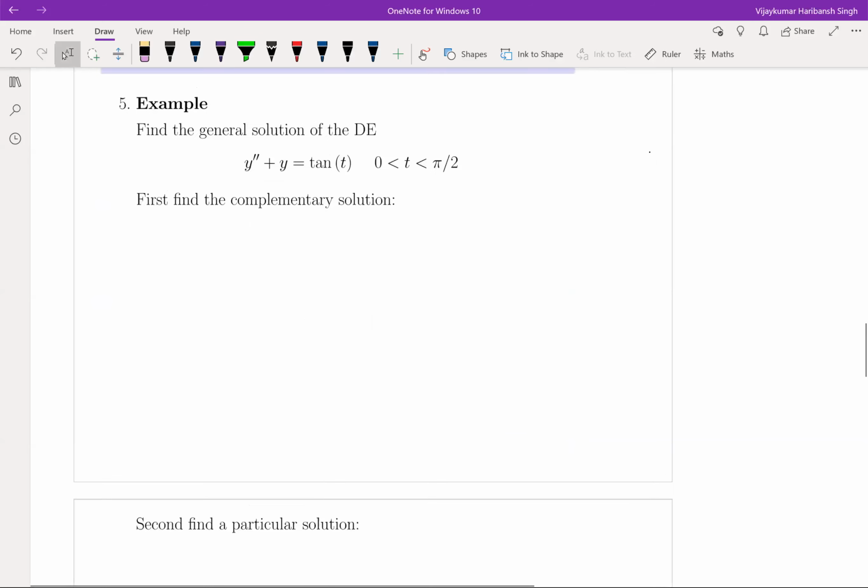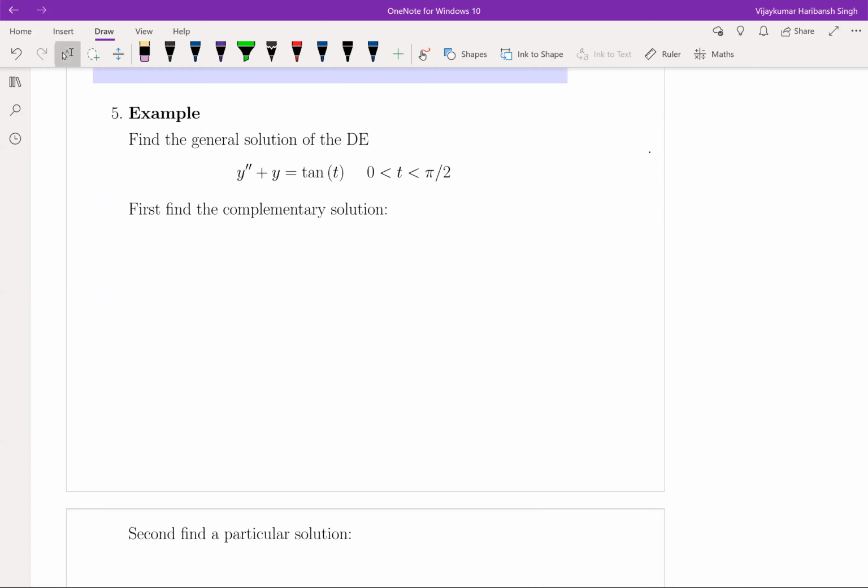Again, let's solve the following differential equation now. y double prime plus y equals tan t, where t is between 0 and pi by 2.